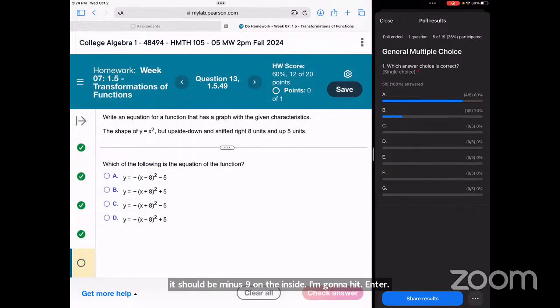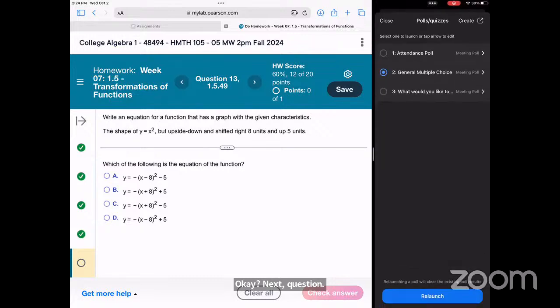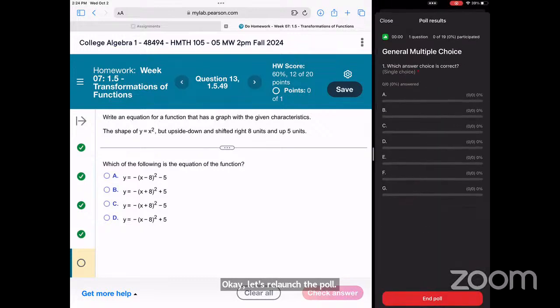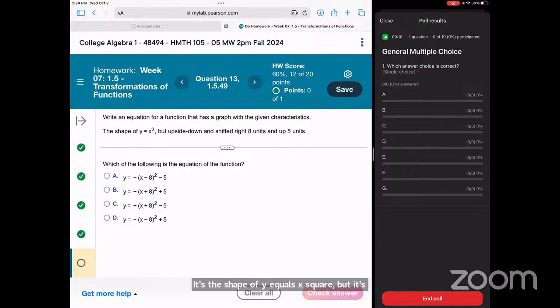Okay, let's relaunch the poll. Write an equation for a function that has a graph with the given characteristics. It's the shape of y equals x squared, but it's upside down and shifted right 8 units and up 5 units. So let's just take a moment. I'm just curious what you all think.